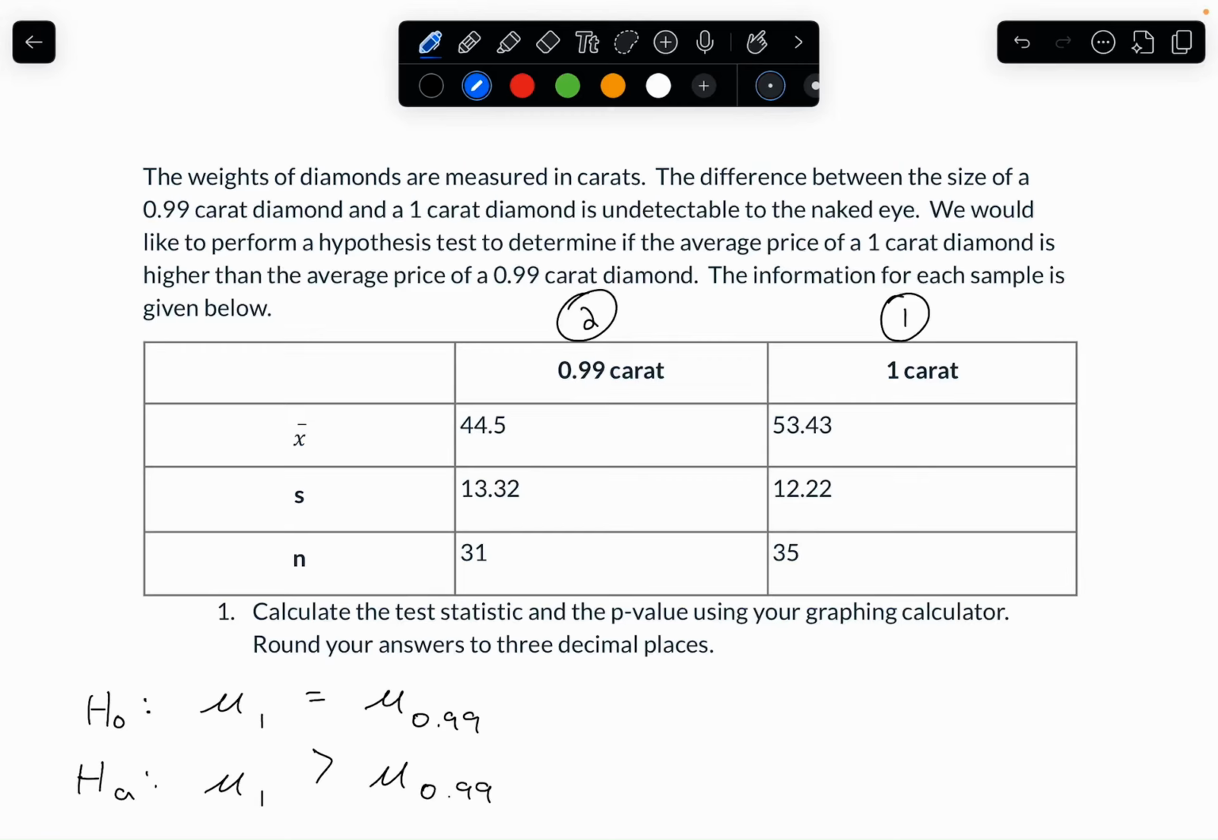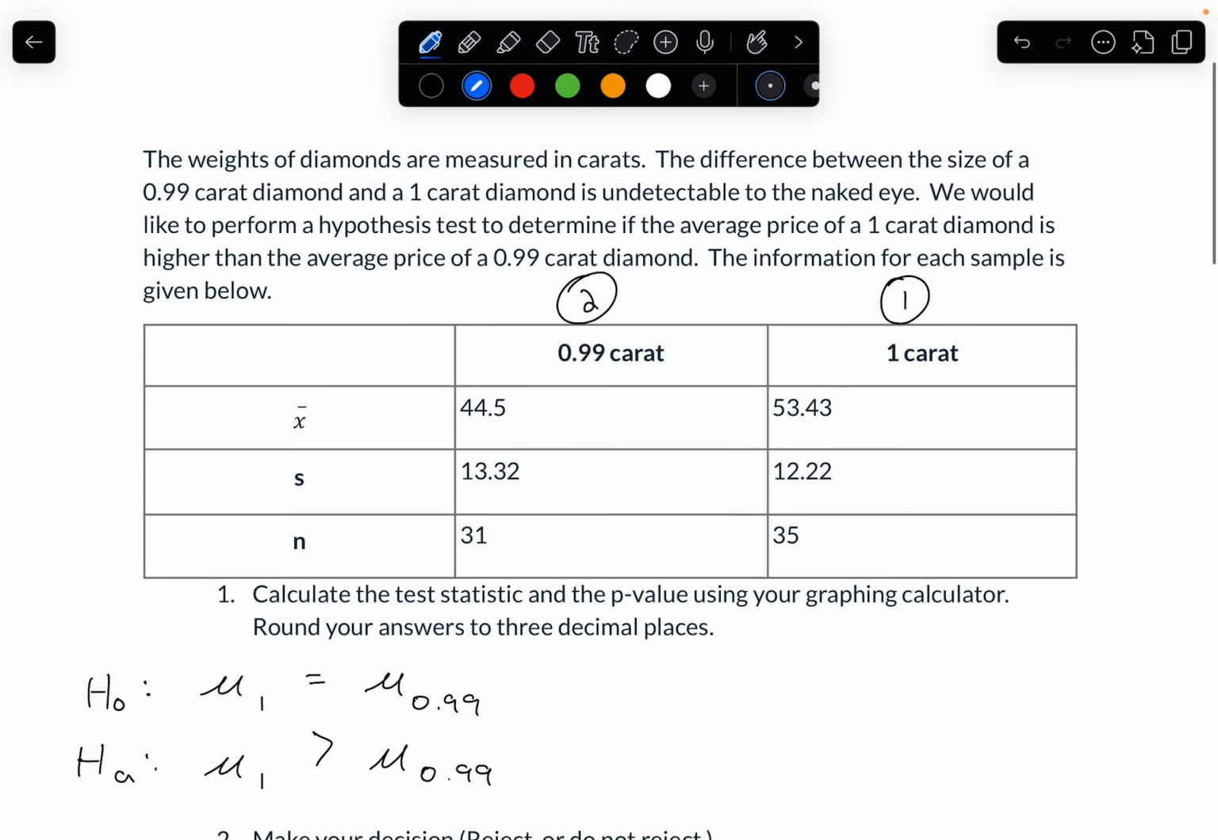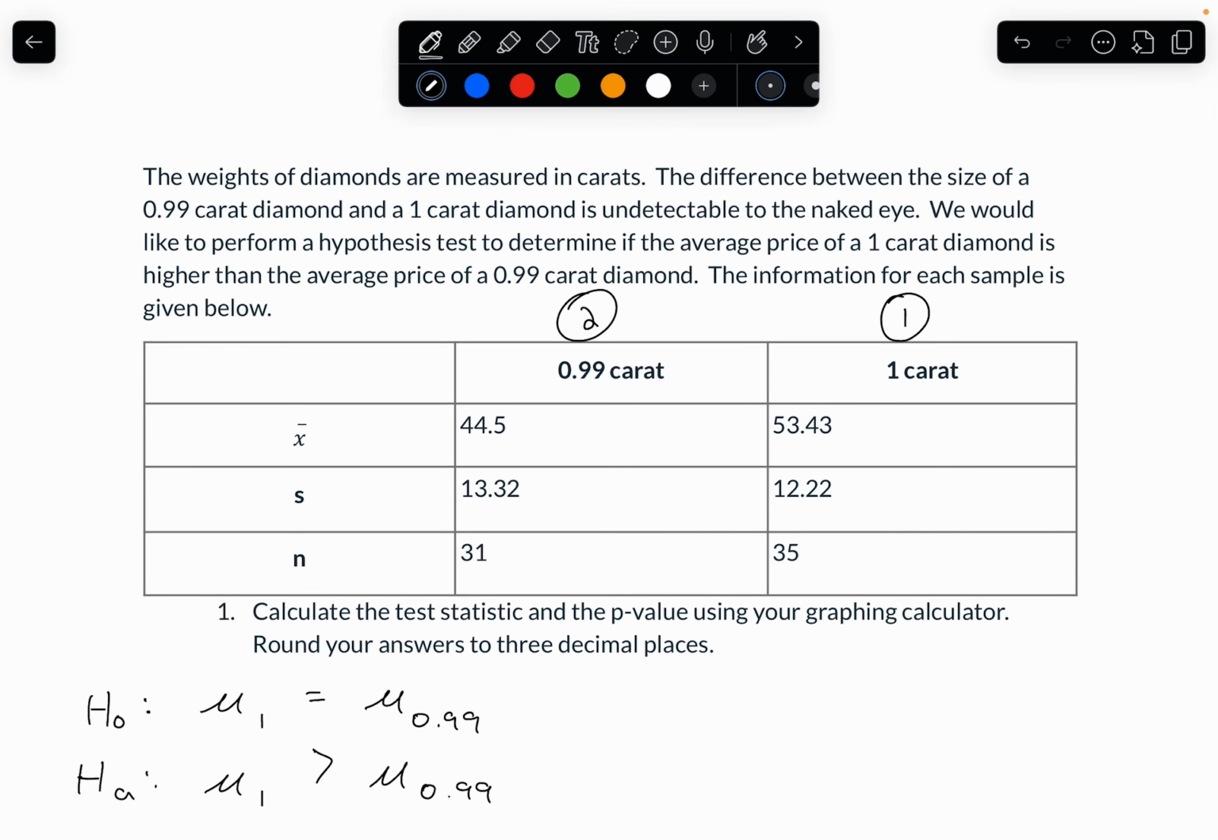We're going to continue working with that same example that we've seen in the last two videos, but this time we're going to talk about how we can use our graphing calculator to help us calculate the test statistic, which we were able to do by hand, but also to find an exact p-value, which we were not able to do by hand. So once again, just reading through the problem, the weights of diamonds are measured in carats.